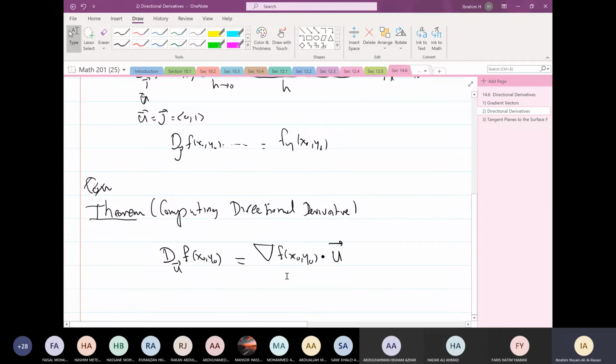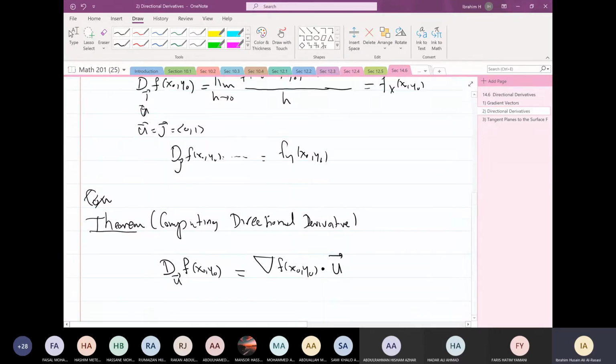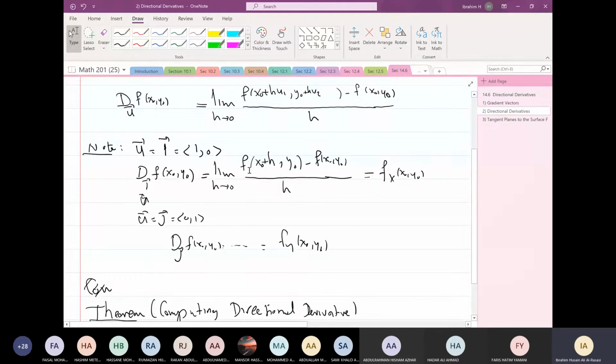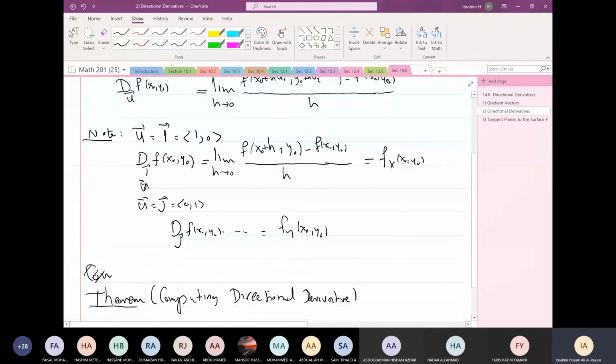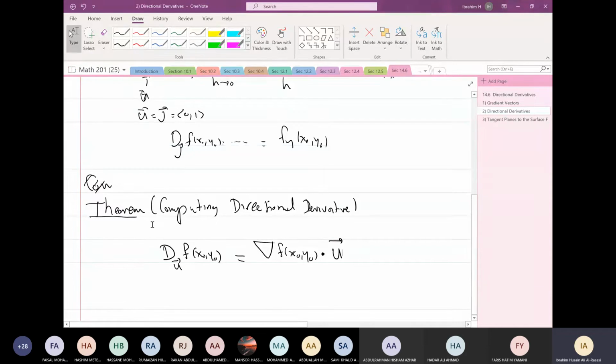Well, how to prove this one? We will not give the proof, but really the proof follows from the limit definition. When you use the limit definition and play with it, you end up with this formula. The proof is given in the note. If you want, you can read it, but in fact, it is optional. At the end, you have a formula to compute the directional derivative.